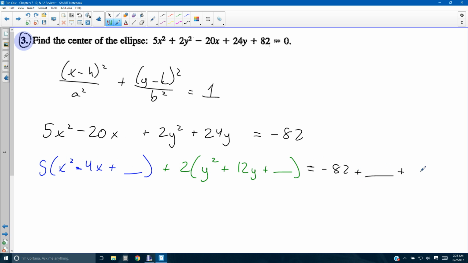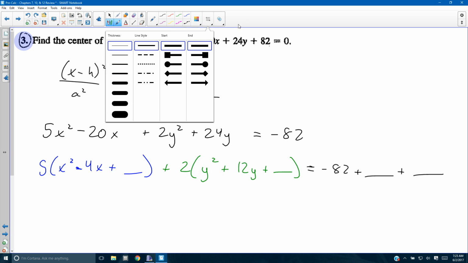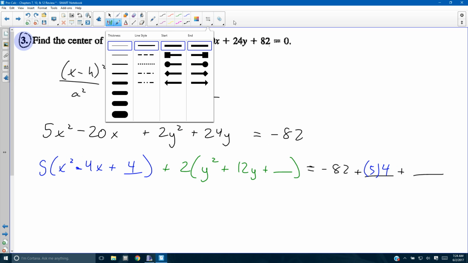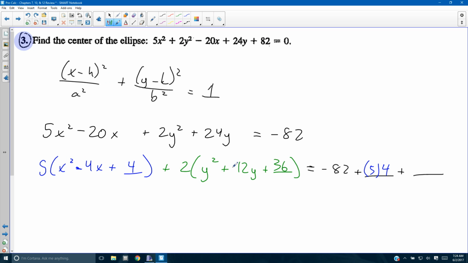Plus blank, plus blank. This blank here in blue will be the number: divide negative 4 by 2, squared, is 4. So I'm going to add 4, but it has to be multiplied by this 5. 4 times 5, right there. And then in green here, when I divide 12 by 2, that's 6. 6 squared is 36. I'm going to add 36 here, but remember it's multiplied by 2. There's a 2 over here.